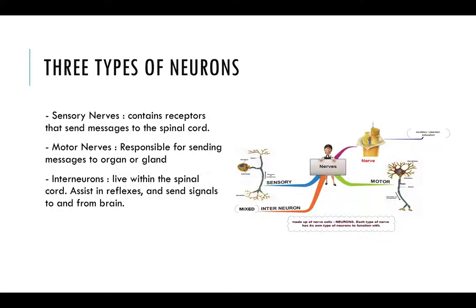There are three types of neurons. We have the sensory nerves, the motor nerves, and the interneurons. The sensory nerves contain receptors that send messages to the spinal cord. Motor nerves are responsible for sending messages to organs or glands. The interneurons live within the spinal cord, and they assist in reflexes and send signals to and from the brain.